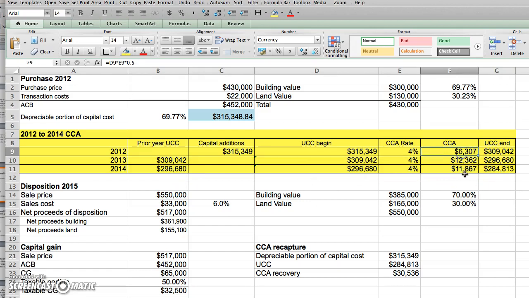So in total, over 3 years, we've actually booked $30,000 of CCA. Now that CCA was deducted from our income in each of those years, reducing our tax owing, and we'll see that in a few seconds.